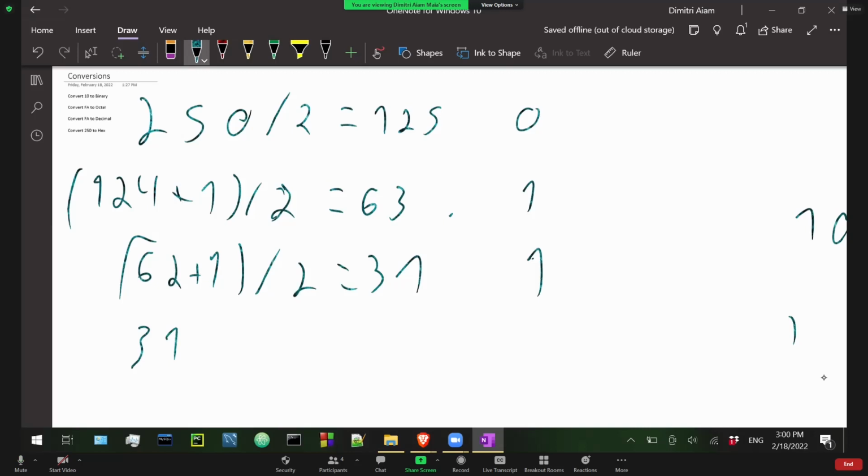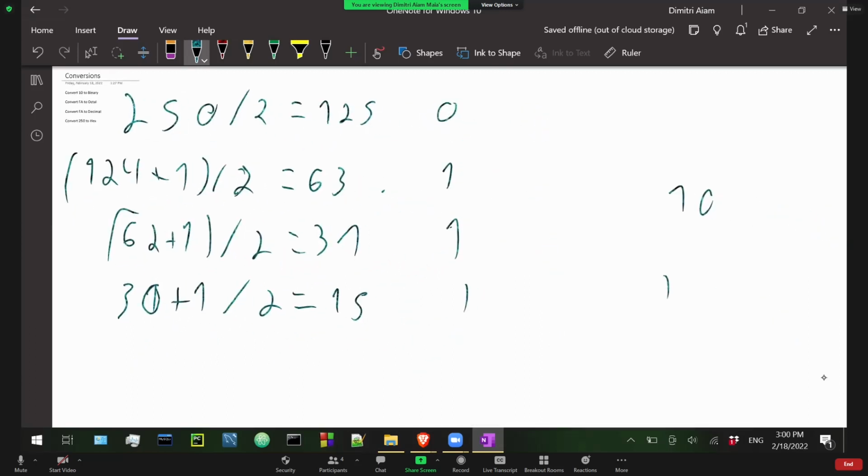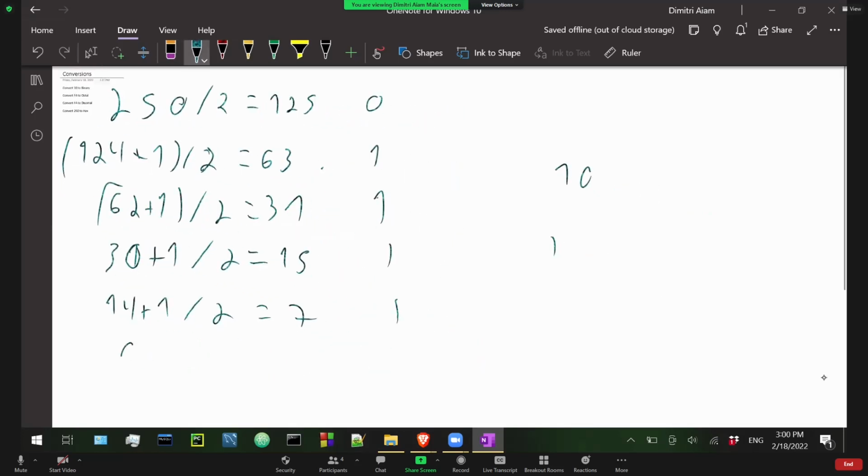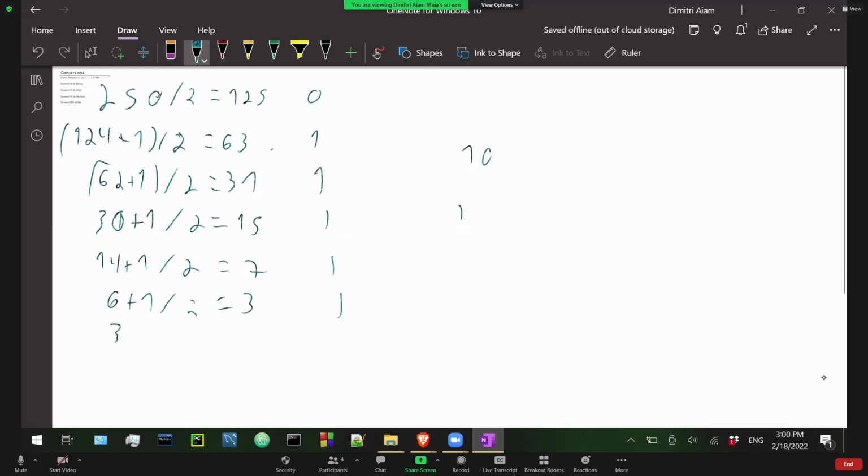So you see the 31 here? Let's turn this 31 into a 30 plus 1, and now divided by 2, that's 15, remainder 1. So 15 is 14 plus 1 divided by 2 equals 7, remainder 1. 7 is 6 plus 1 divided by 2 equals 3, remainder 1. 3 equals 2 plus 1 divided by 2 equals 1, remainder 1. And 1 divided by 2 equals 0, remainder 1.